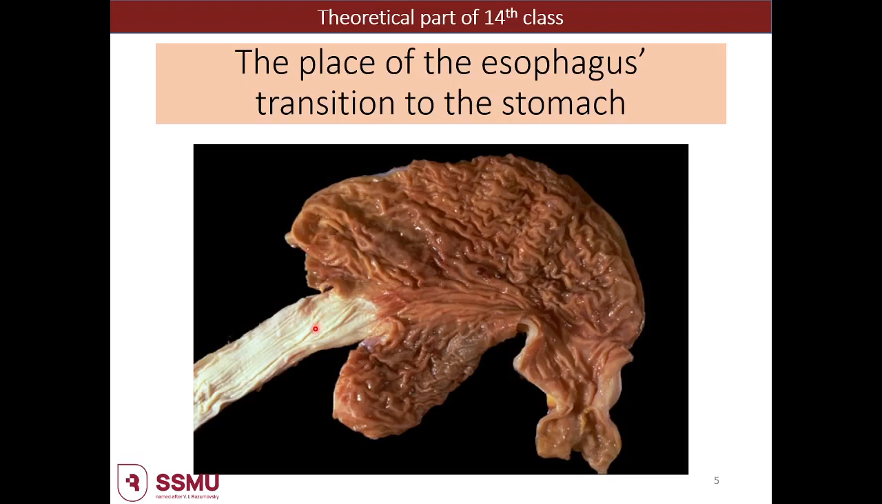But sometimes we can see problems with this valve, and it will be one reason for the development of an inflammatory reaction in the esophagus. After this connection, we may see the stomach, which has three main parts: the cardiac part, the fundal part, and the pyloric part. In the pyloric part, we may see the pyloric valve, and after the pyloric valve, we may see the duodenum.